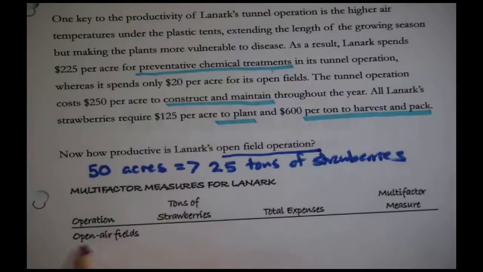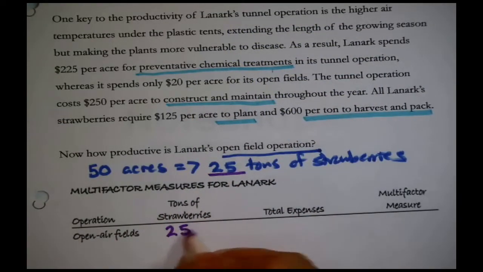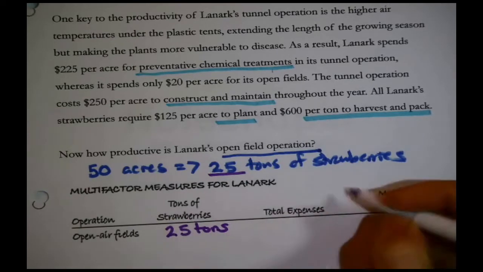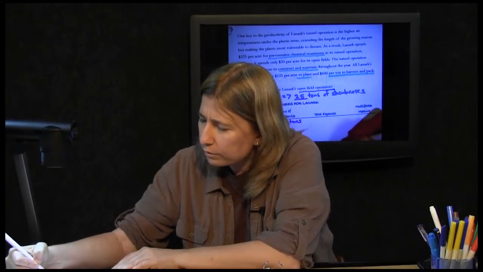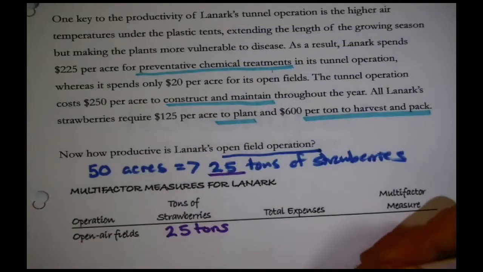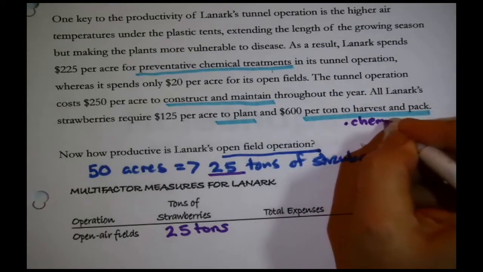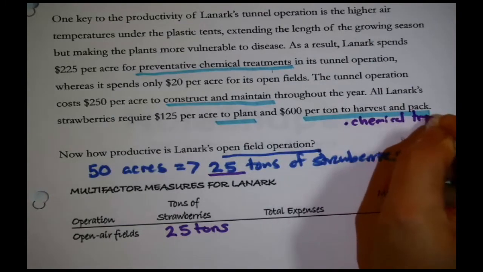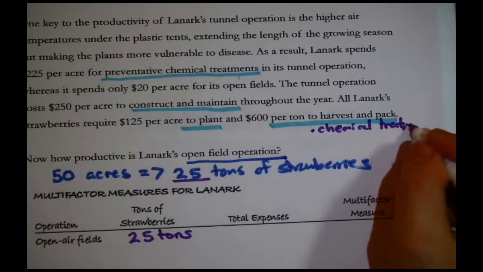The open air fields, tons of strawberries. Well, I had just mentioned that from last time. They produced 25 tons. This is the complex part, total expenses. All of the expenses that were mentioned, well, let's see, open air fields, chemical treatments were mentioned. I'm just taking notes to myself here. Chemical treatments.